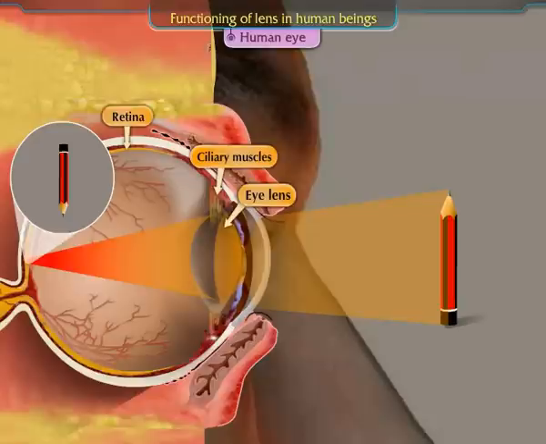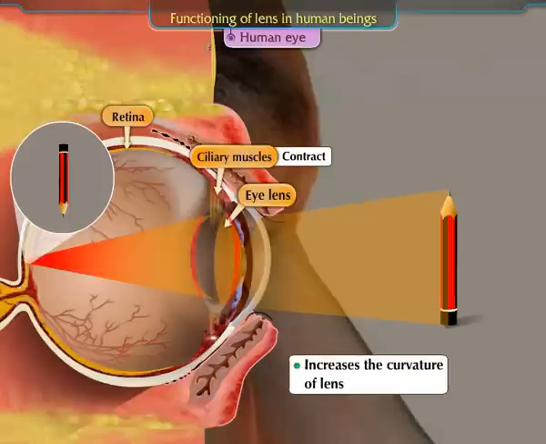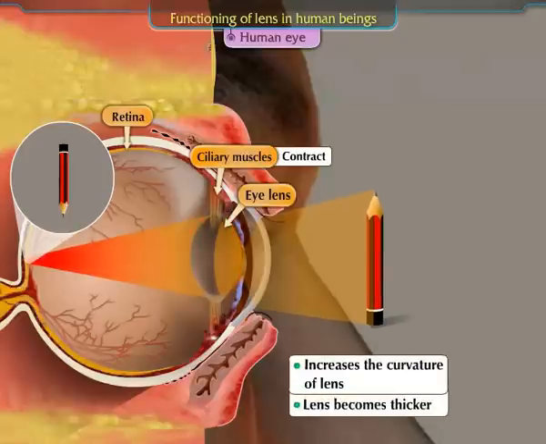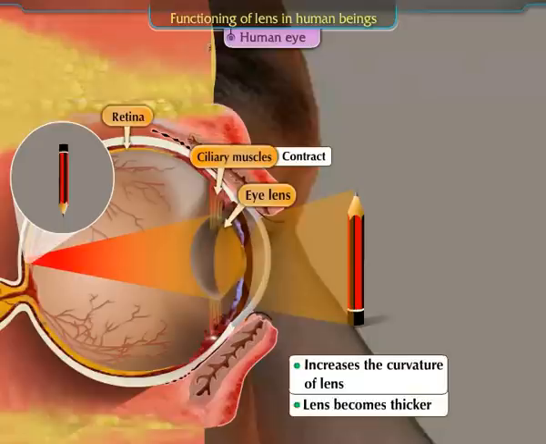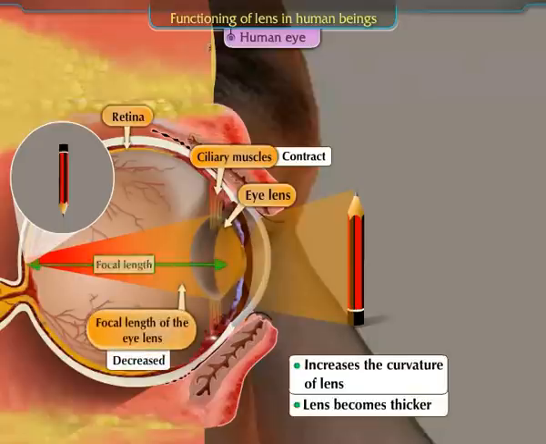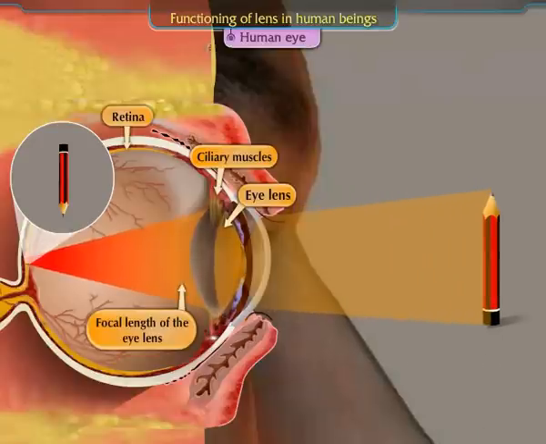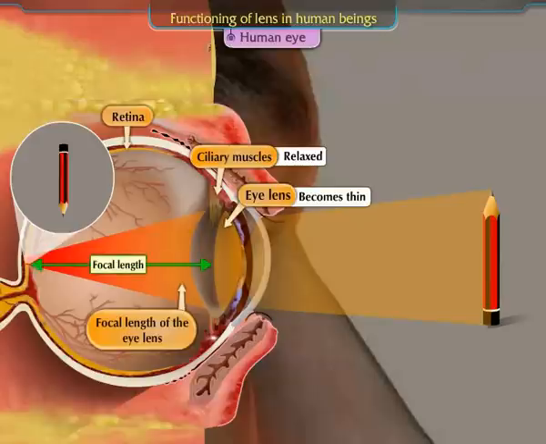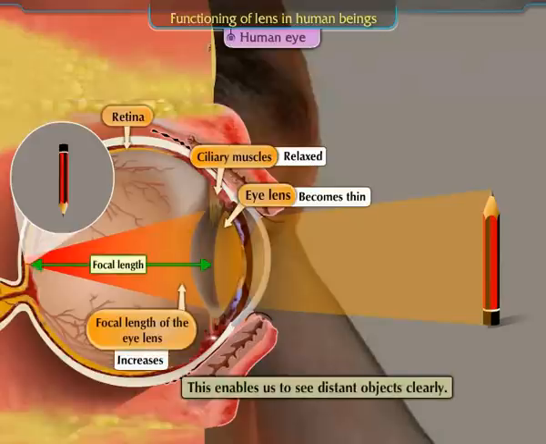When we are looking at objects closer to the eye, the ciliary muscles contract. This increases the curvature of the lens and the lens becomes thicker. Consequently, the focal length of the eye lens is decreased. When we are looking at a distant object, the ciliary muscles are relaxed so that the lens becomes thin and its focal length increases. This enables us to see distant objects clearly.